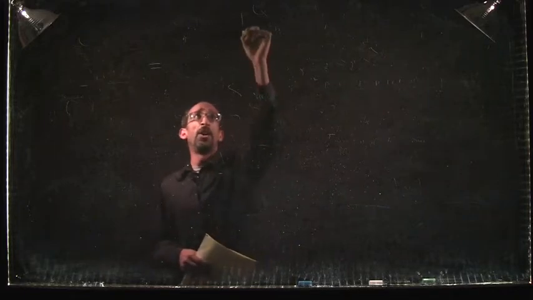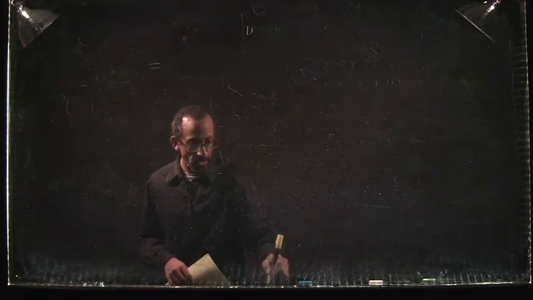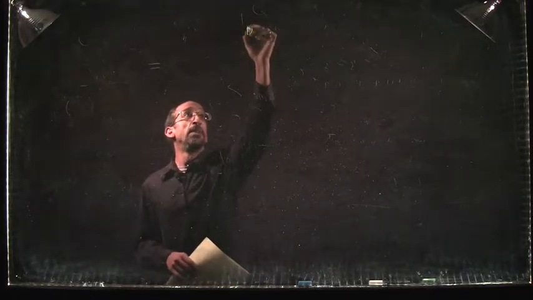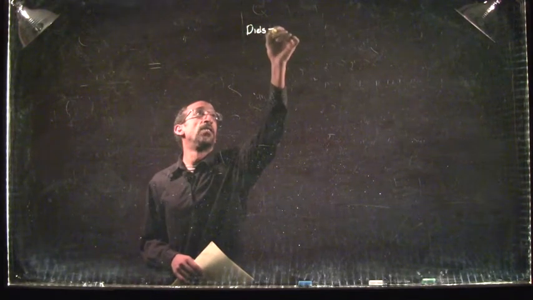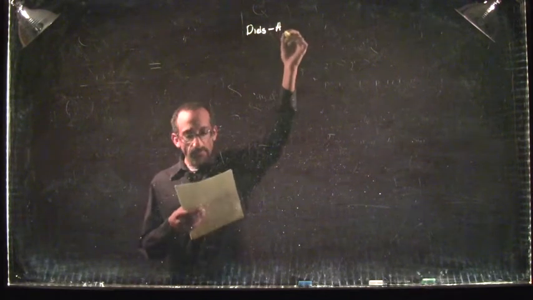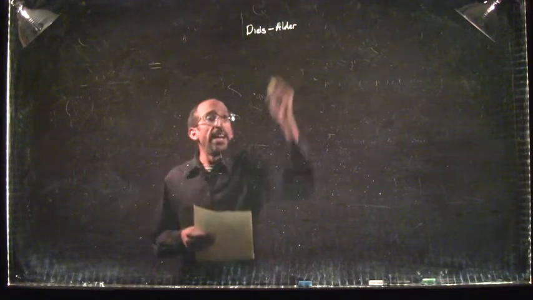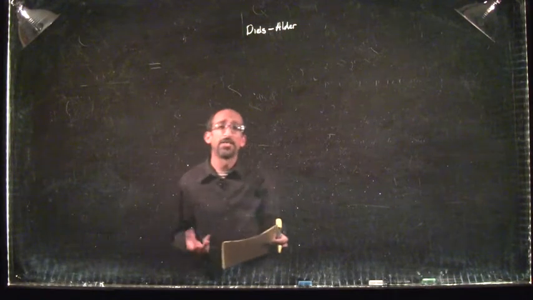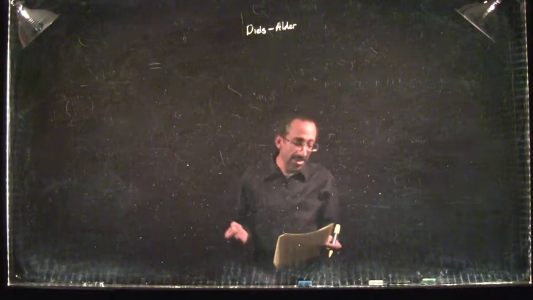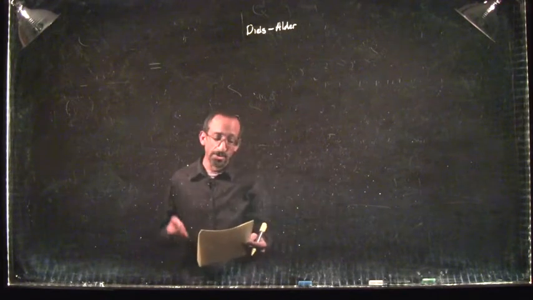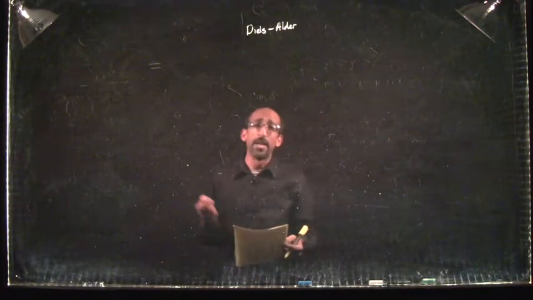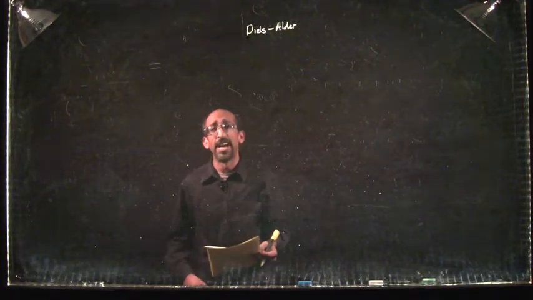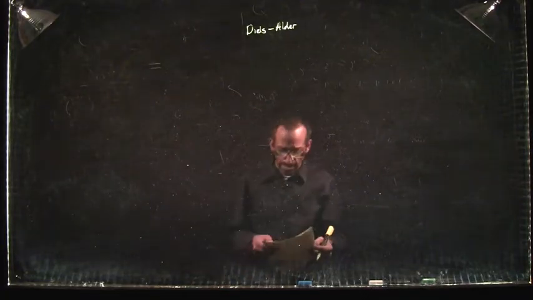Now, the Diels Alder reaction is one of the most famous reactions in organic chemistry. It was discovered by Otto Diels and Kurt Alder, and it is a process for us to make six-membered rings. Fun fact, Otto Diels and Kurt Alder won the Nobel Prize for their discovery of this reaction. They were awarded the Nobel Prize in 1950. They actually discovered it several years before that.